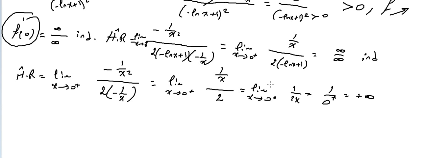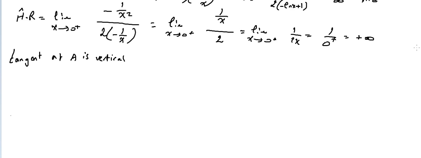This means that the slope, when it is infinity, means we have a vertical tangent. So the tangent at the limiting point A is vertical, and this is important, and you'll see how it helps us when we draw this curve. Let's try to do the table of variation and plot the curve.